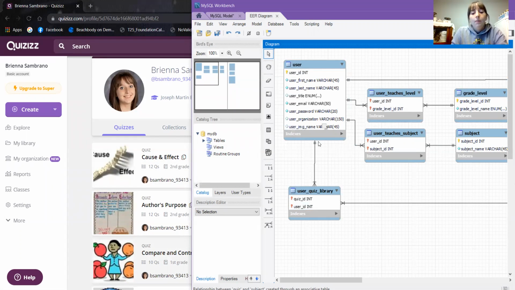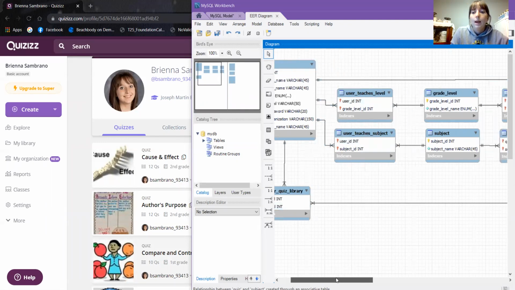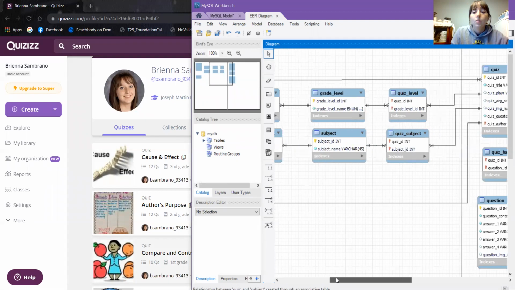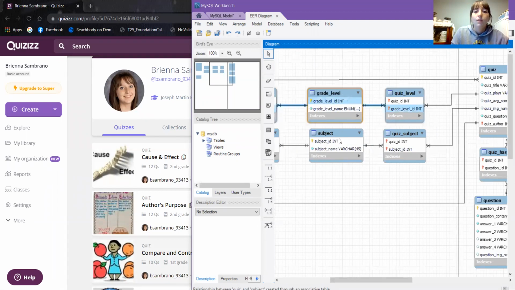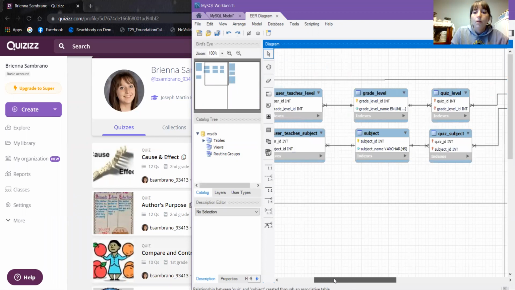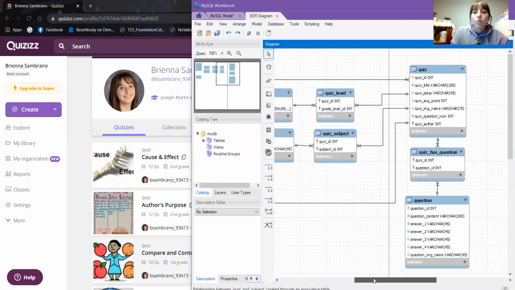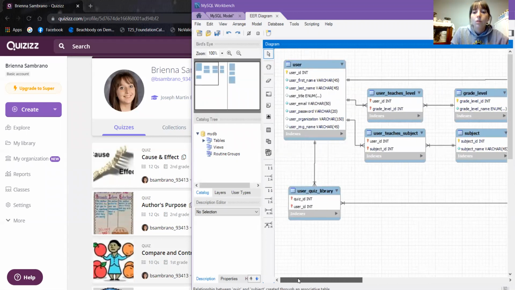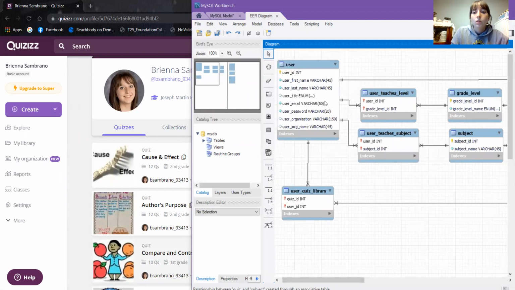Now that I had all of that, as I was looking at the quizzes and the users, I realized that they both had subjects and grade levels. So I created 2 separate entities for grade levels and subjects. And I linked those both to the quizzes and to the users. So for the user and the grade levels, the user teaches the level, so it could include whatever levels they might have. One user can have many grade levels and one grade level can have many users. So that was a many-to-many resolved with the linking table.